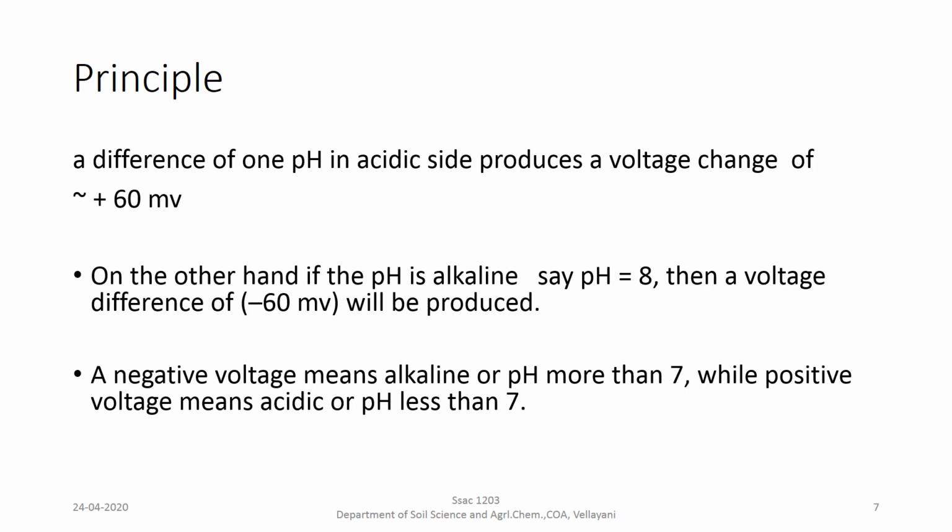On the other hand, if the pH is alkaline, say if the pH is 8, then the voltage difference produced will be minus 60 millivolt. A negative voltage means alkaline or pH more than 7, while a positive voltage means acidic or pH less than 7.